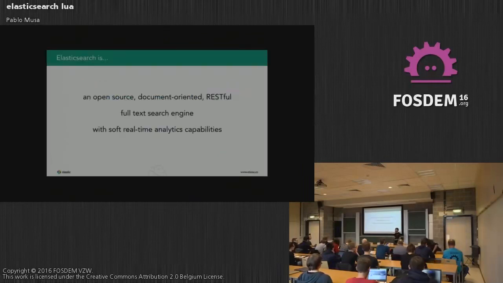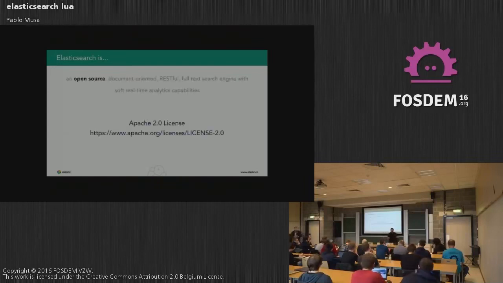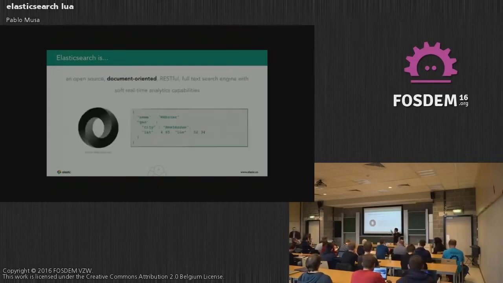So the first thing is what Elasticsearch is. Who knows Elasticsearch? Who has used it or is using Elasticsearch? Okay, quite a few of you. So Elasticsearch is an open source, document-oriented, RESTful, full-text search engine, with soft real-time analytics capabilities. Basically, it's Apache 2. Documents are described as JSON, and when you write something to Elasticsearch, you're actually writing a JSON document that you will be able to retrieve exactly as it is.